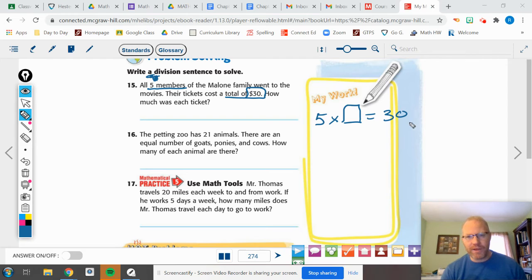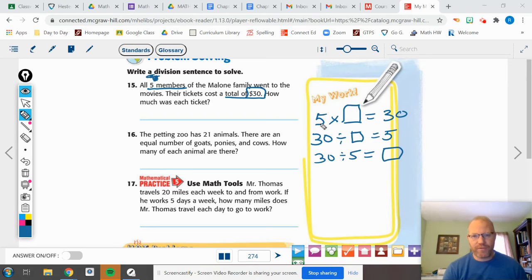So we know the total is 30. So if you multiplied, so we're going to divide 30 divided by something equals 5, or 30 divided by 5 equals something. So as you can see, you could figure this out many different ways. So 5 times what equals 30, or 30 divided by what equals 5, or 30 divided by 5 equals what?